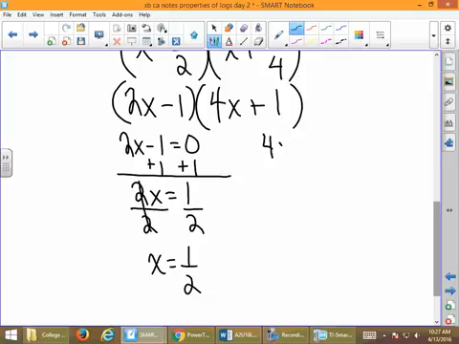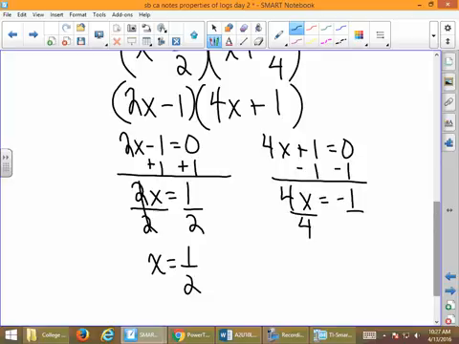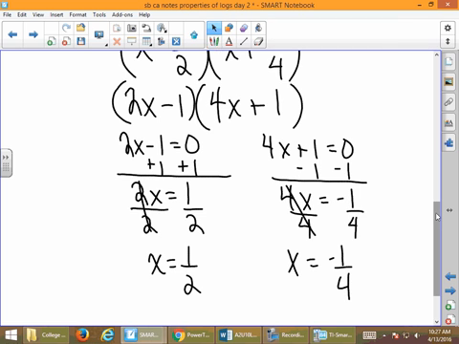And over here, 4x plus 1 equals 0. Subtract 1 from both sides. You get 4x equals negative 1, and divide both sides by 4. X equals negative 1/4. But however you ended up with that, in fact, you could have used the quadratic formula to solve that. We still need to go back into the original equation and check for extraneous solutions.